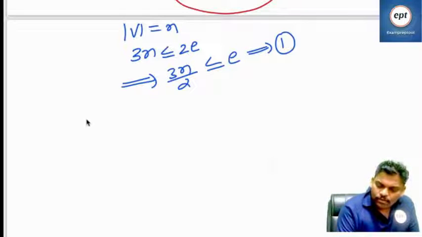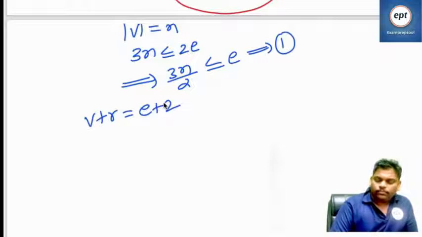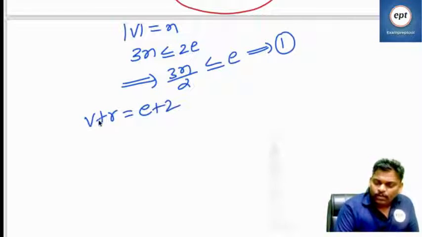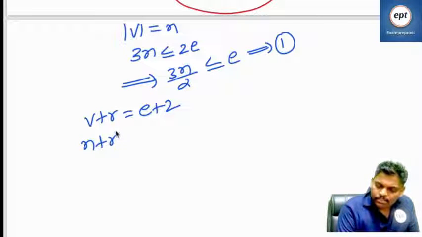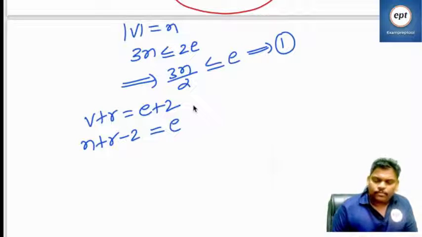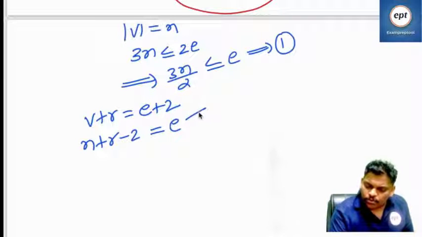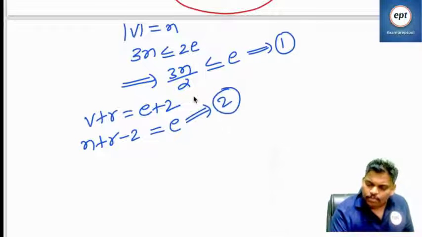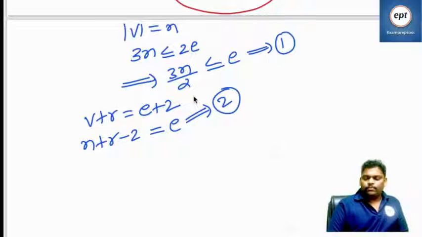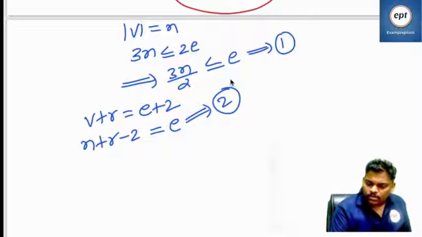See the next one. V plus r is equal to e plus 2. V means n. So n plus r minus 2 is equal to e. Right? This is equation number 2.